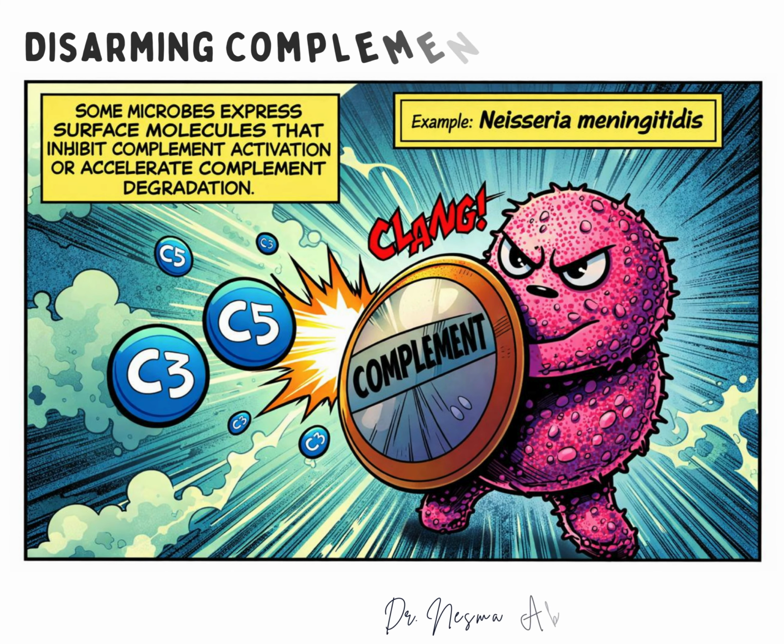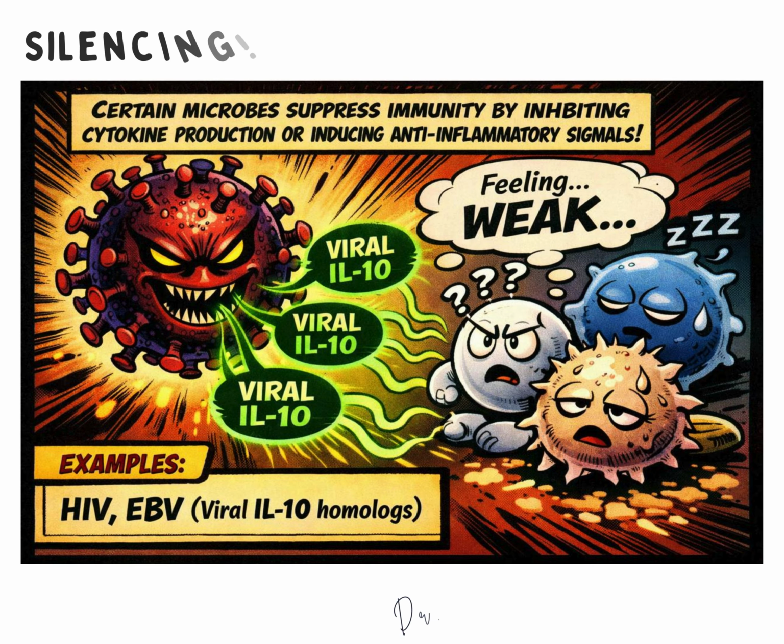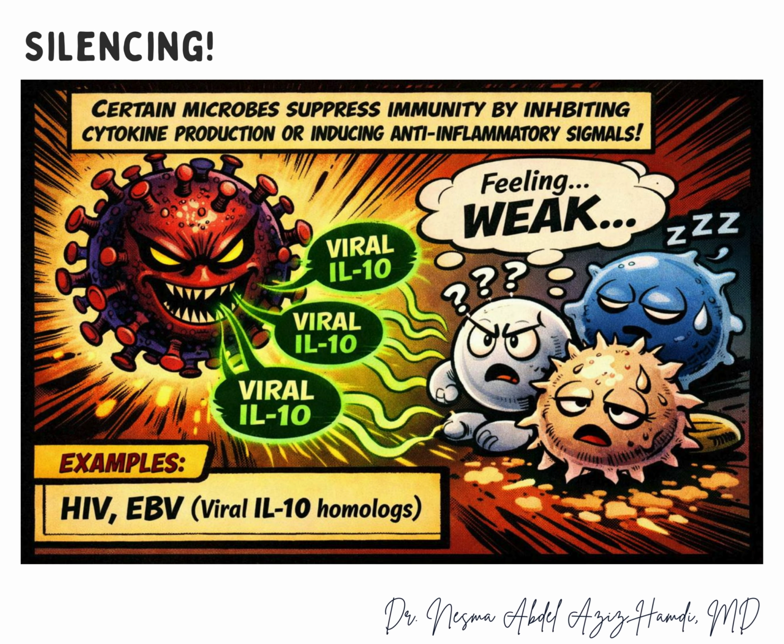Some microbes evade complement by expressing surface molecules that inhibit complement activation or accelerate complement degradation. Neisseria meningitidis is a key example. Certain microbes actively suppress host immunity by inhibiting cytokine production or inducing immune cell apoptosis. Examples include human immunodeficiency virus and Epstein-Barr virus, which produce viral interleukin-10 homologs.